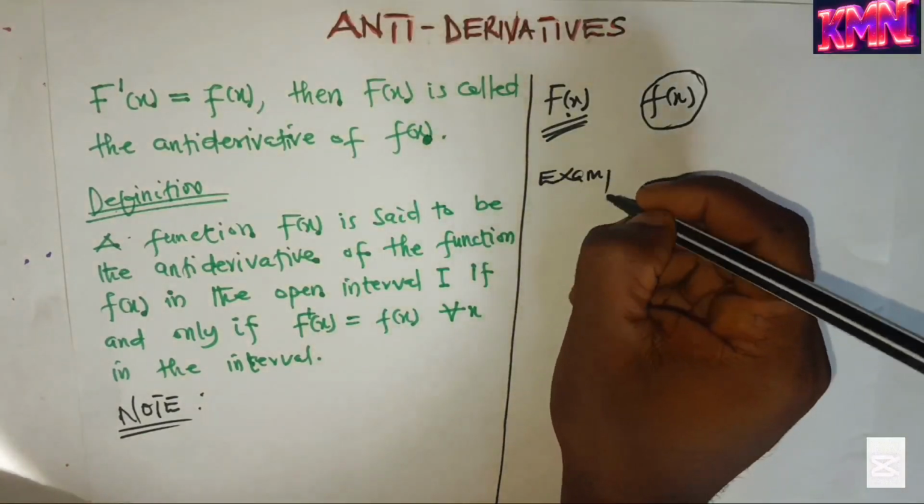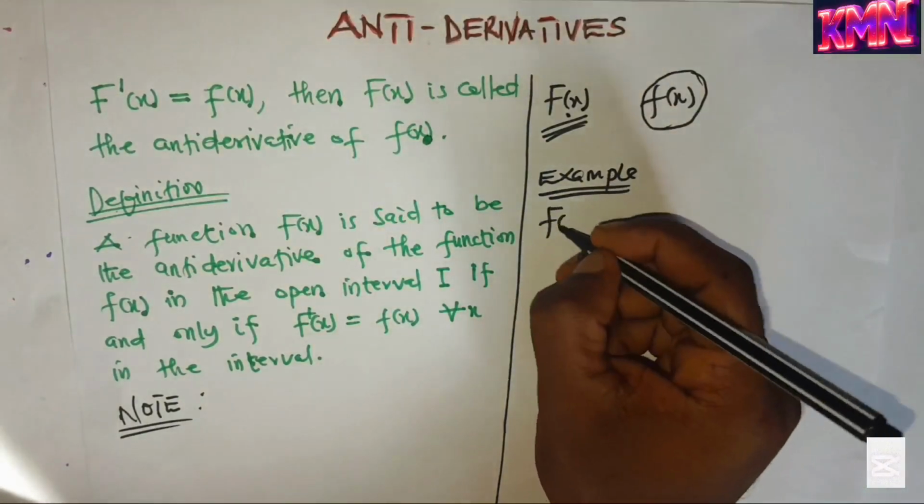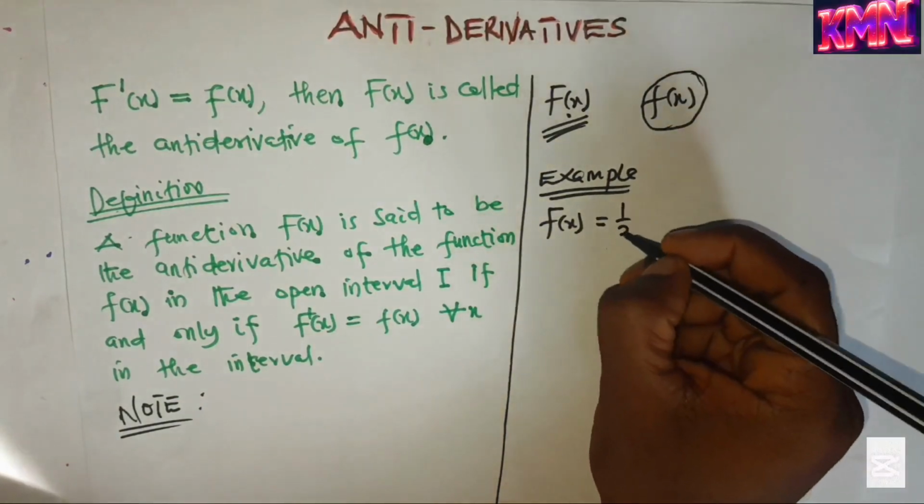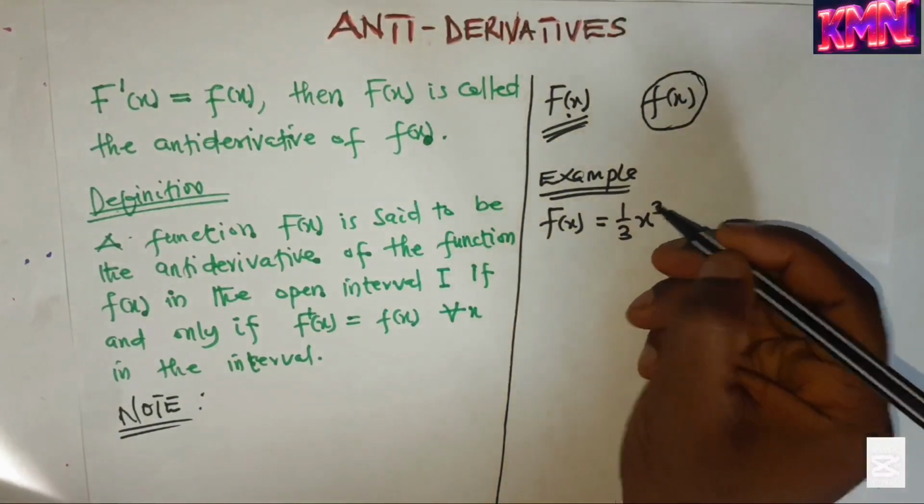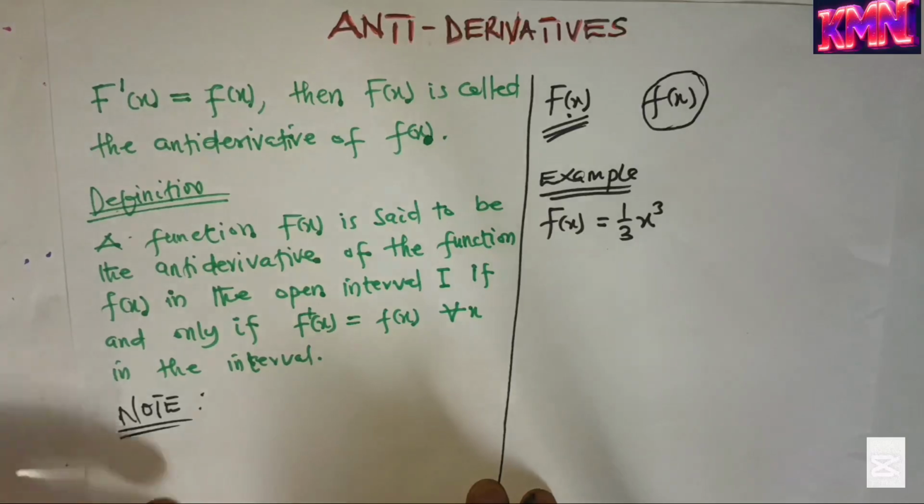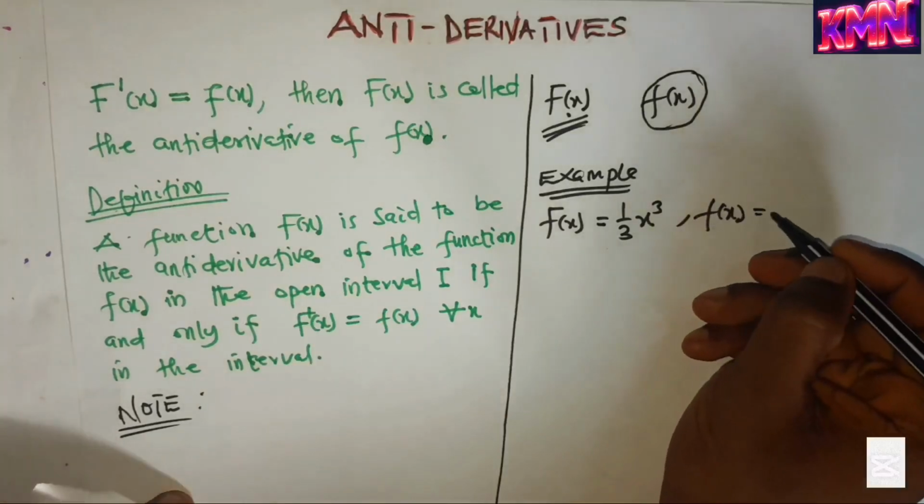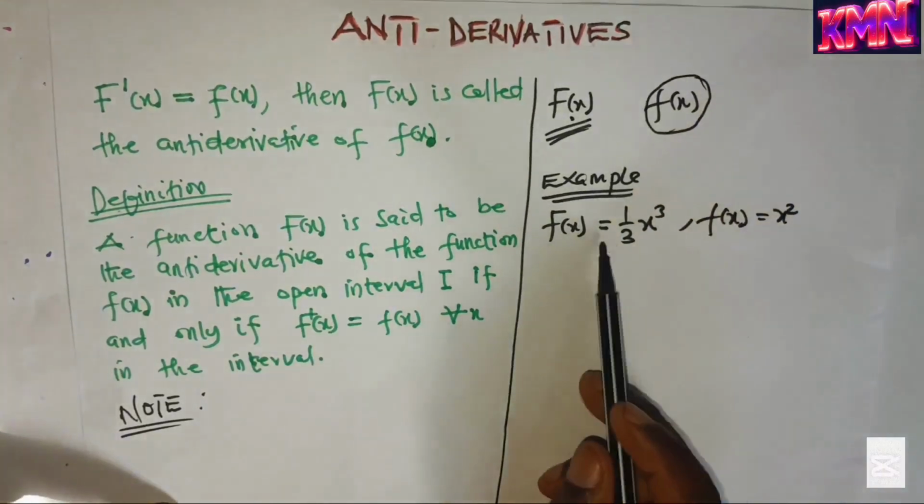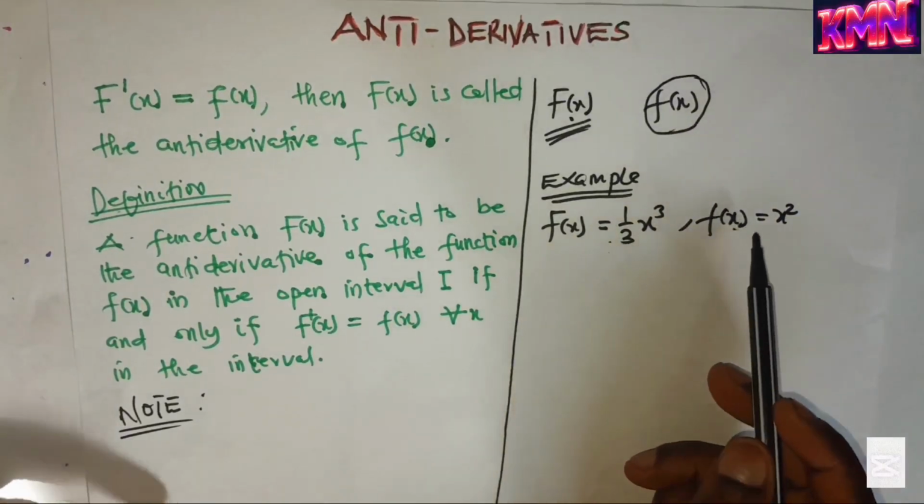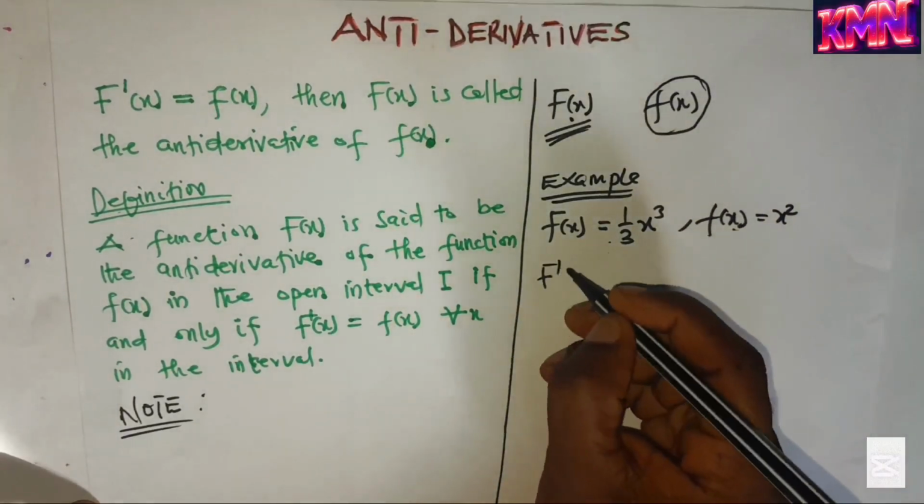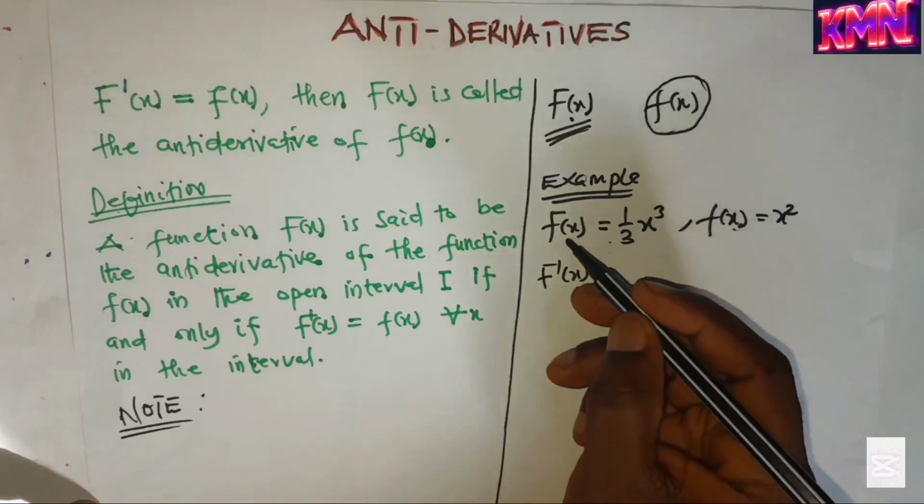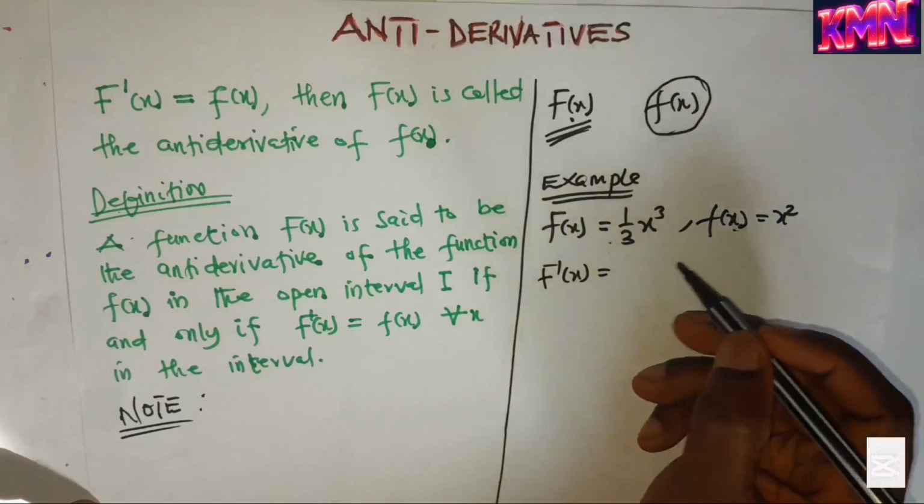Example: if big F at x equals 1 on 3 x power 3 is an antiderivative of the function small f at x equals x squared. So if this is the antiderivative of this, then we can say that f prime at x, that's the derivative of big F at x, will give us the same thing as this.